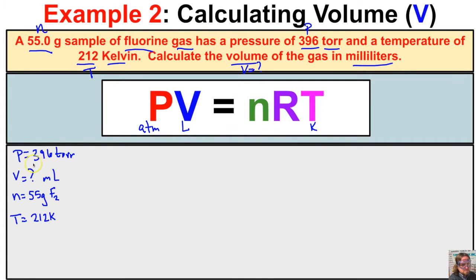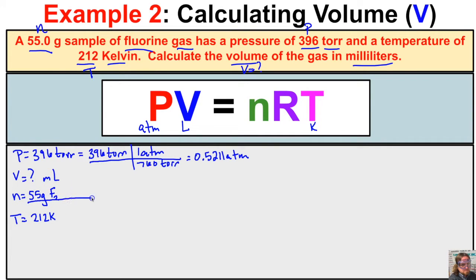Let's see right here. The pressure, though, is in torr, so we need to convert this to atmospheres. So how do we convert this to atmospheres? Well, if we take 396 torr, we know that 1 atmosphere is 760 torr. And so we will end up with 0.5211 atmospheres.